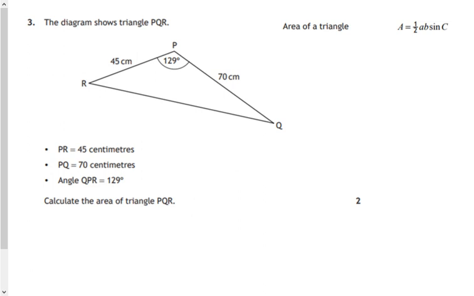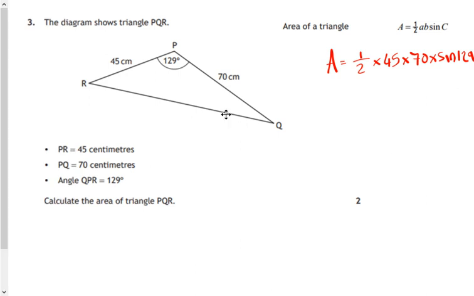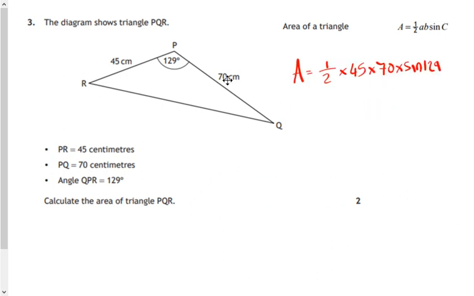So the area of this particular triangle, A, is going to be a half times 45 times 70 times sine of 129. I'm going to move this over so it's a little less. Sorry, crashed the file there. All right, so carrying on. Grab back to our nice pen. Move that over to there.